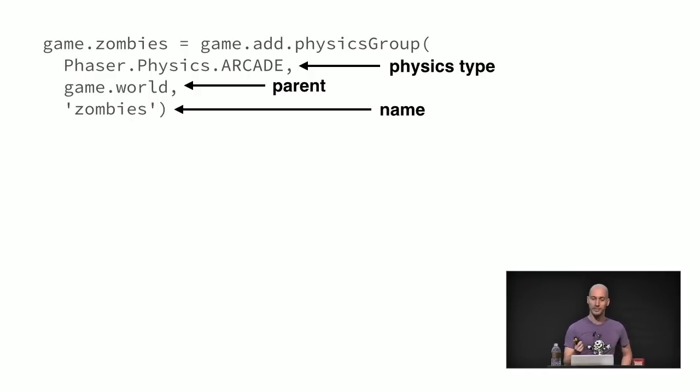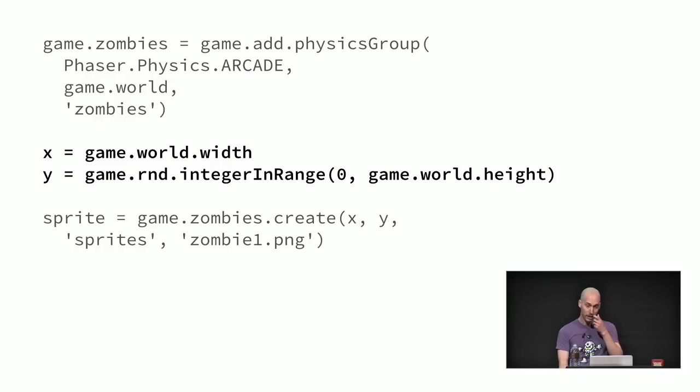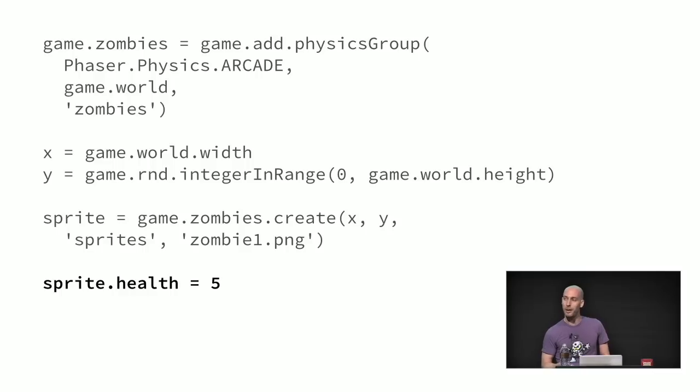You have to tell the physics group where you would like the children to be created, and so this is like the container. So we'll just use the world, which is the default container inside of the game. And we're going to give our group a name, we'll call it zombies. Then we're just going to use that physics group to create a sprite. We're going to give it an X and a Y that's going to come from the world's width and a random height. You'll see there that Phaser has a random number generator with a few different functions that are helpful. Integer in range is obviously one that you're going to want to use a lot. And we're going to give our sprite some health. This will be relevant later when we want to have the zombies get damaged and die.